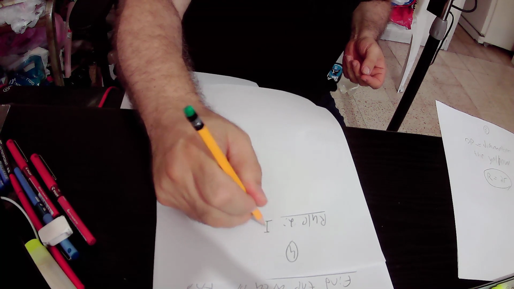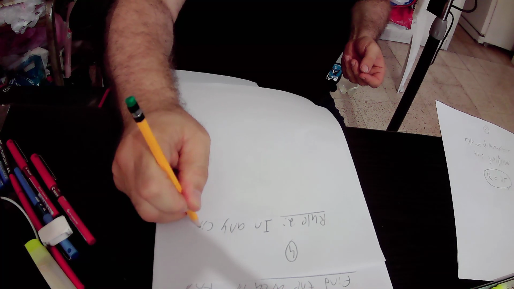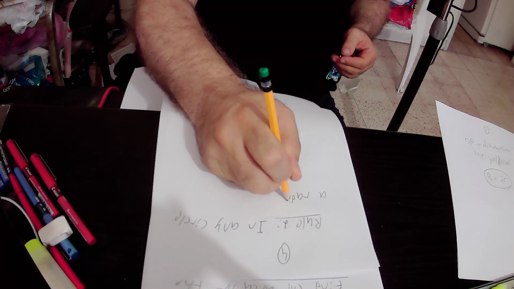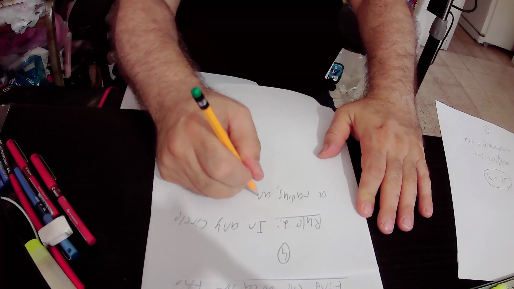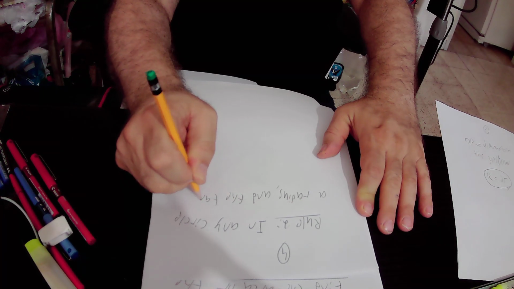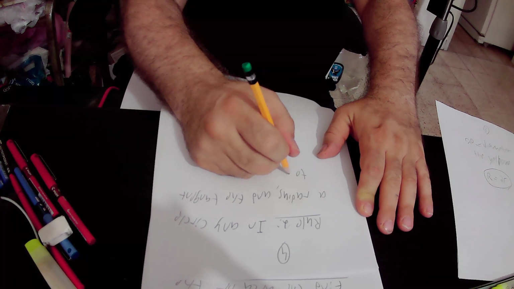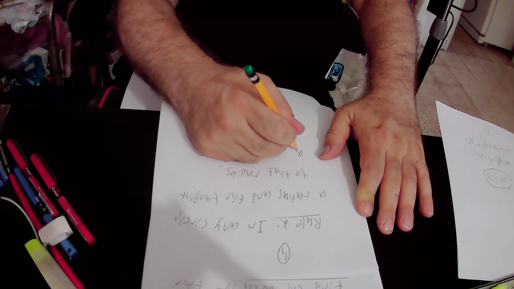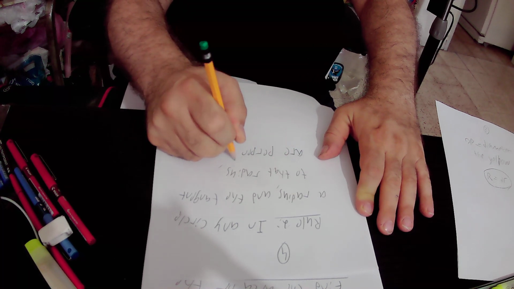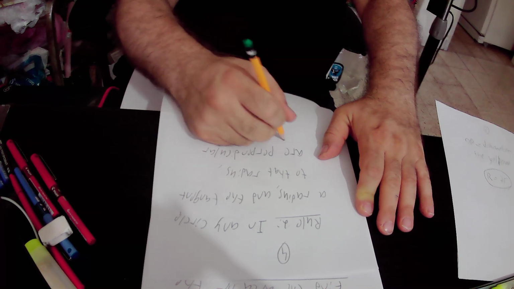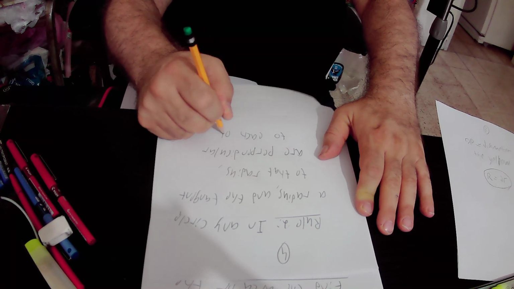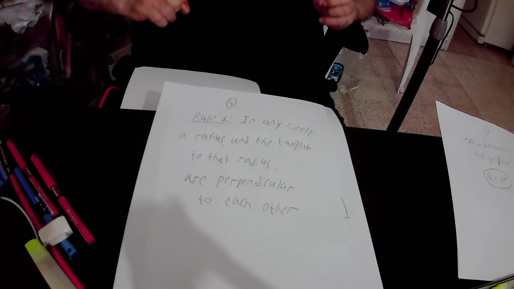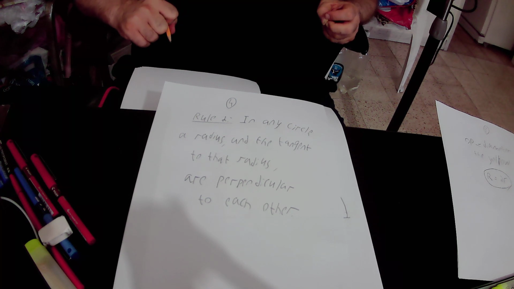Rule number 2 states that in any circle, a radius and the tangent to that radius are perpendicular to each other. So I will read it again. Rule number 2 states that in any circle a radius and the tangent to that radius are perpendicular to each other.